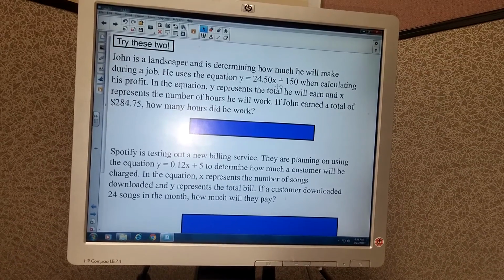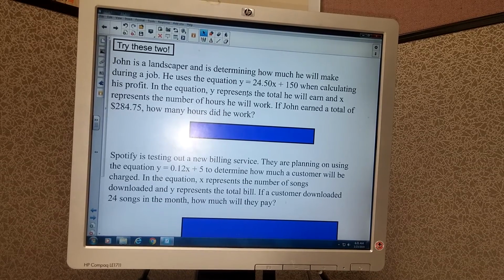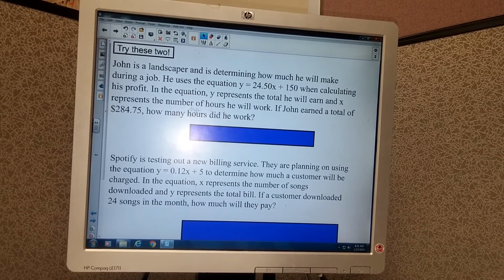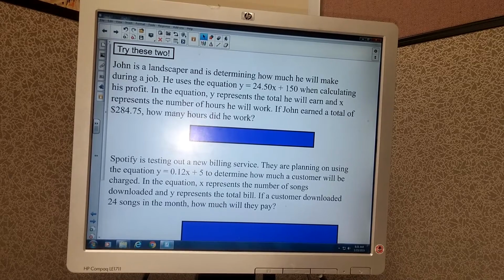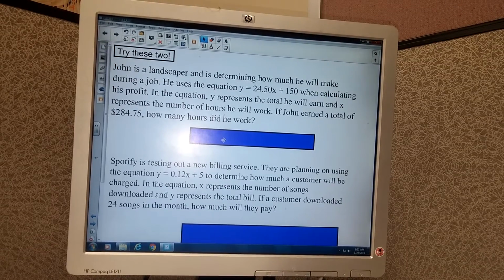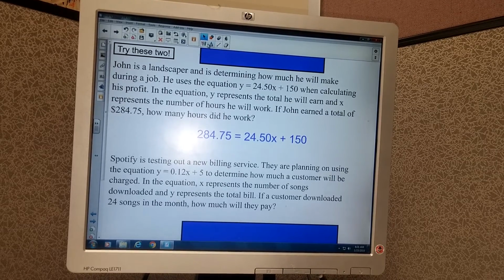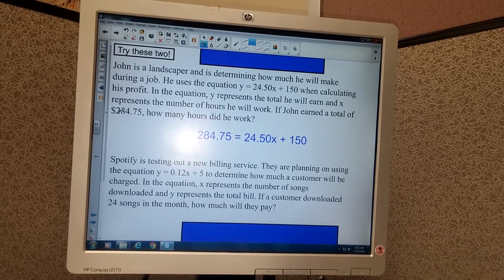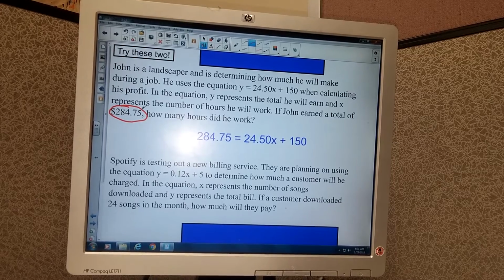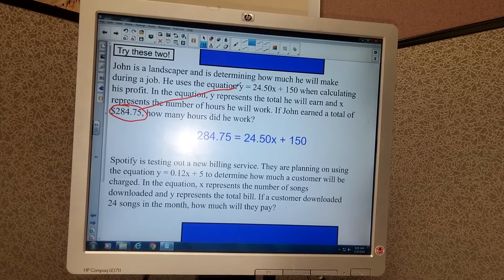Okay, the first problem, it gives us the equation. Again, it tells us y, total, x, number of hours worked. John earned a total of this. How many hours did he work? It really can't be much easier. You take the information you are given and plug it in. So if this represents the total, you're plugging it in for y because y is the total.